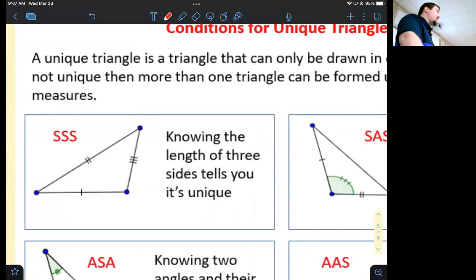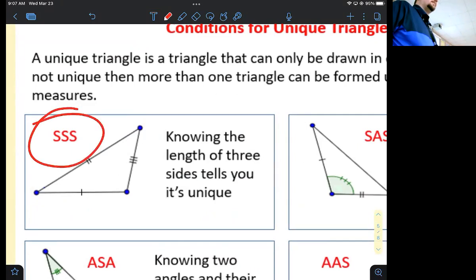So all the triangles you guys draw, although someone might have drawn a triangle like this and someone may have rotated it, they're all going to be the same exact triangle. Because if I give you 3 sides of a triangle, that triangle is going to be unique.